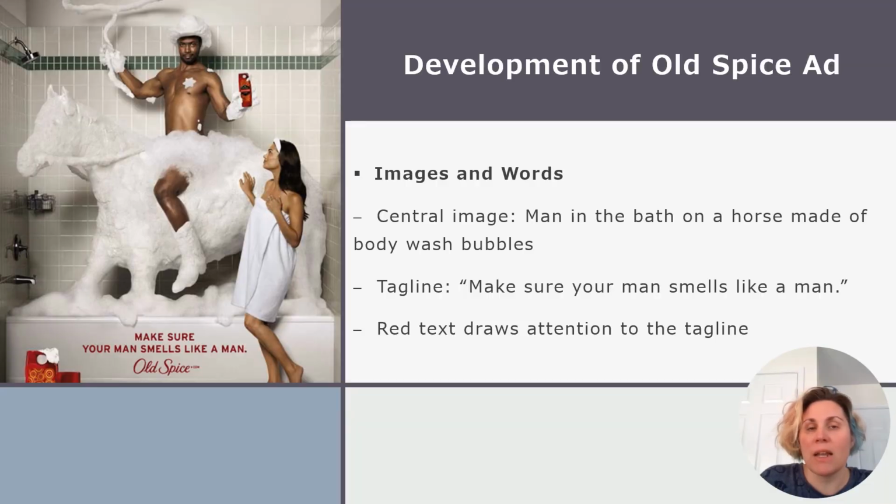Regarding development, the ad combines images and words. The central image is a couple in the bathroom, with the man in the bath on the horse made of body wash bubbles. The woman looks adoringly at him, though their ring fingers aren't clearly visible, which leaves their relationship status ambiguous, likely an intentional choice. The tagline ties these elements together, presented in red text beneath the image to draw our eyes there after we notice the central visual.